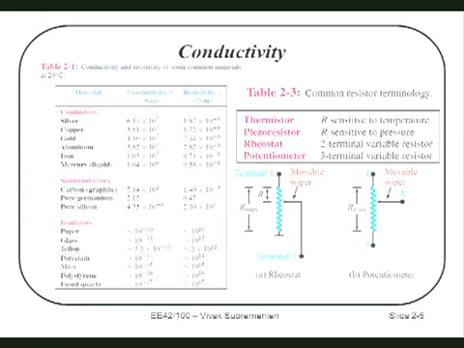A rheostat would be a two-terminal device, so we'll have a resistor with a probe, and you change the position of the probe to change the resistance. A potentiometer is a three-terminal device. You have access to both sides. You have access to this side and to this side, and again, it's a probe, and you can move it.